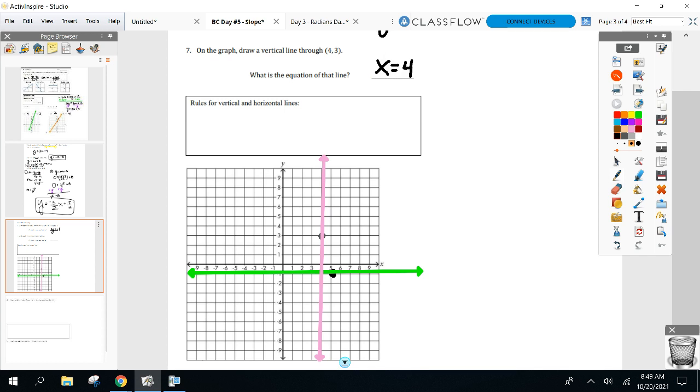Yep. So can we come up with some kind of rule here? If it's a horizontal line, it'll always start with what?